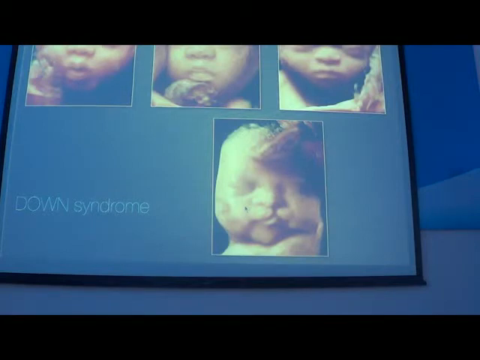But the only problem, this works fine during the third trimester of the pregnancy, because in the third trimester of the pregnancy we can see the eyelids. But if you try to do the same at 22 weeks, it will not work.